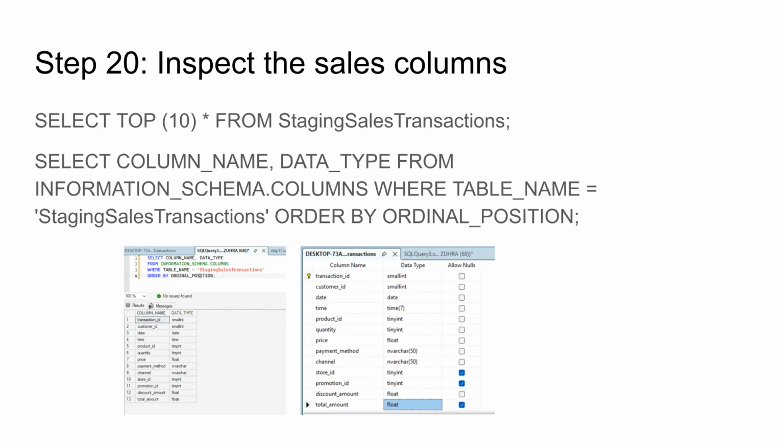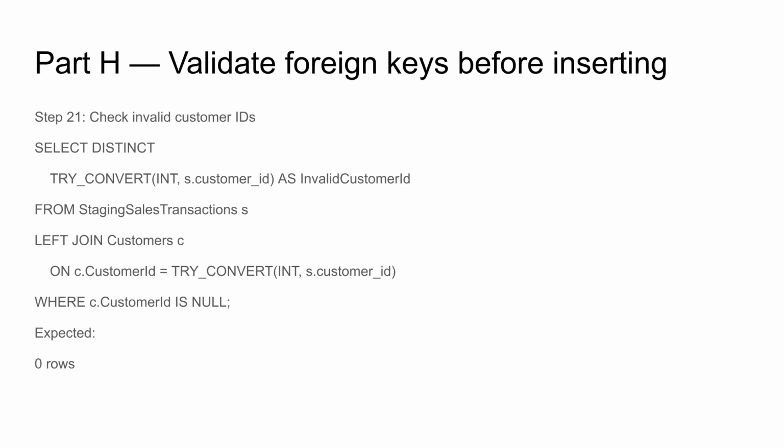Next, inspect the sales columns in your staging table. Execute these queries to verify the contents of the top rows and confirm the data types of each column match your requirements. In Part H, we validate foreign keys. Step 21 involves checking for invalid customer IDs by performing a left join between your staging table and the existing customers table. You should expect 0 rows, meaning all customers are valid.